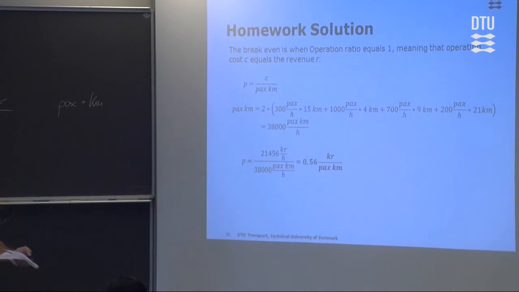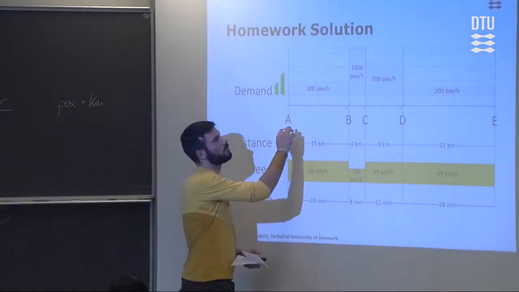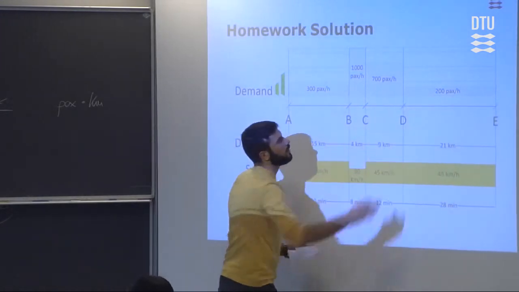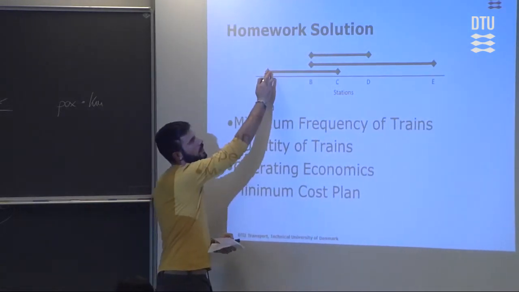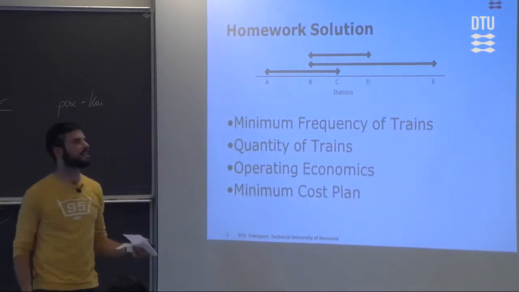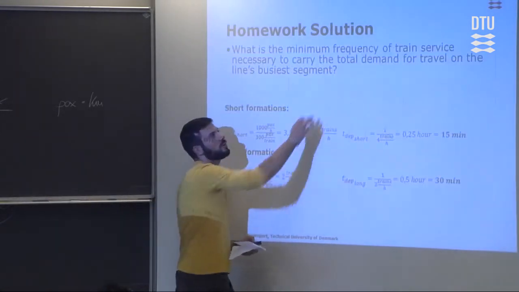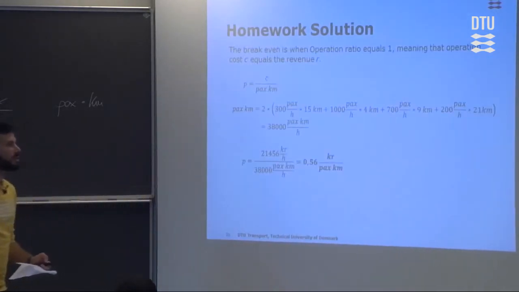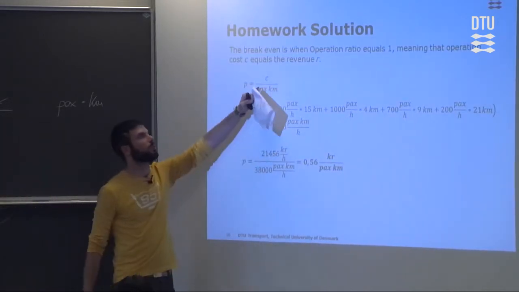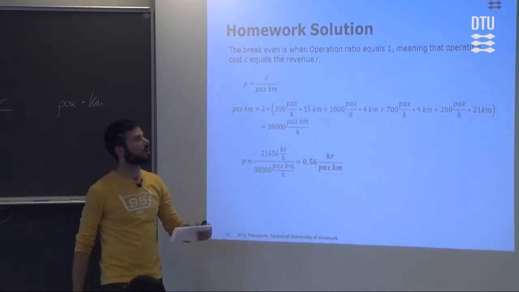Here we can either multiply the 300 people by the distance between A, B, and so on, or we could also multiply this amount by this distance and sum it up. It's exactly the same. So as you find it more comfortable, but it's anyway 38,000 passenger kilometers every hour. So what we are doing is comparing the revenue every hour with the cost every hour.